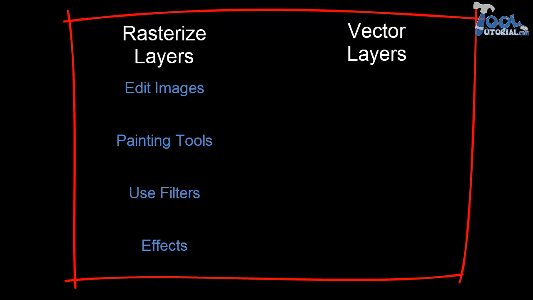Rasterize layer. Firstly, a rasterize layer is a layer in which you can edit images. You can use painting tools, filters and effects. But you can't use these on a vector layer like text and shape layers.